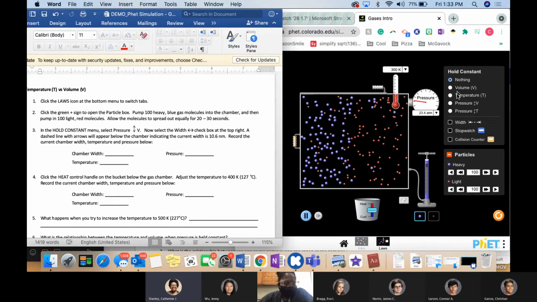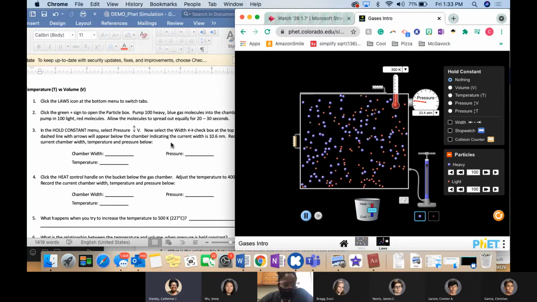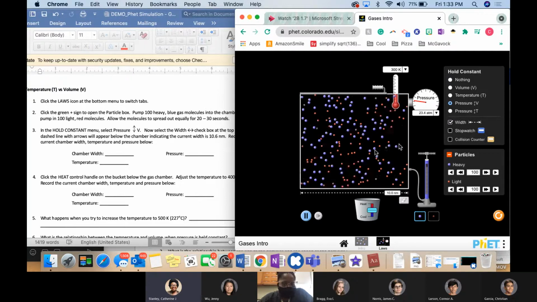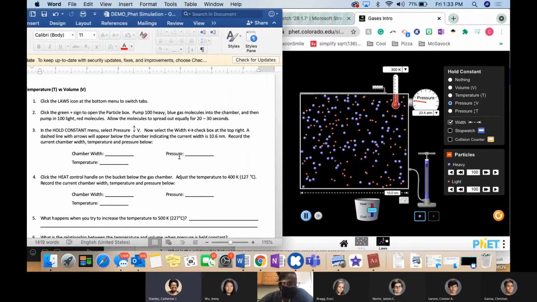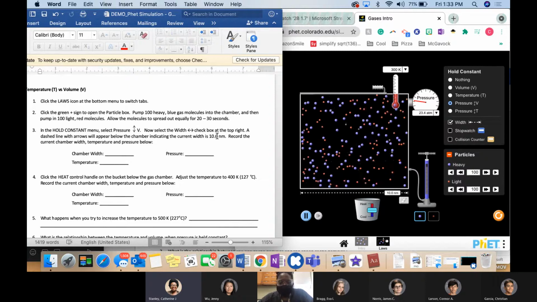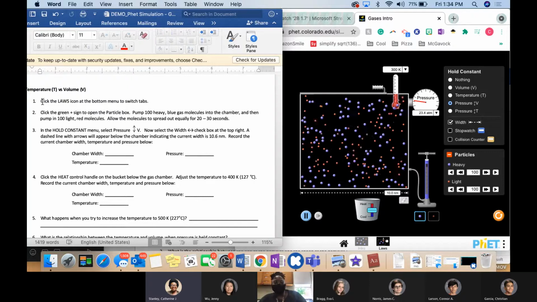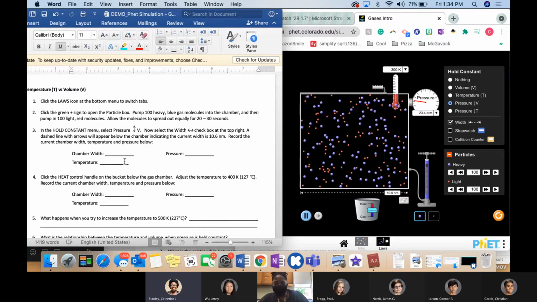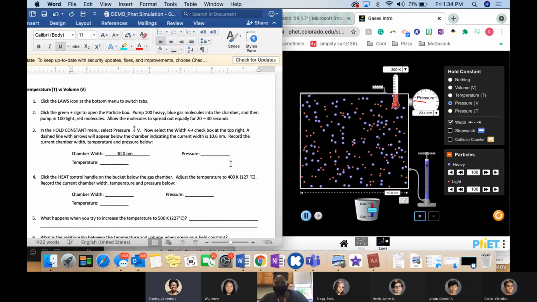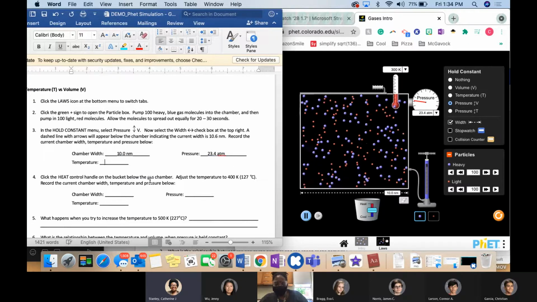On the hold constant menu, you want to click pressure V. And we want to click width. A dashed line with arrows is going to appear. Our width is 10.0. It is not 10.6, and that is A-OK. We're going to record the current chamber width, temperature, and pressure. So the width is 10.0 nanometers. The pressure is 23.4 atmospheres. Temperature is 300K.